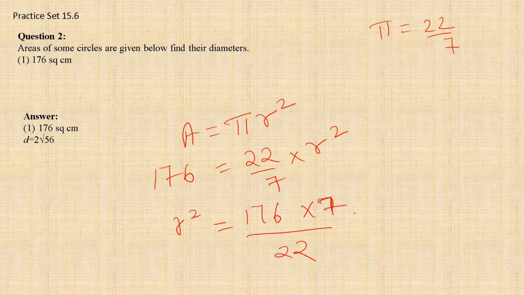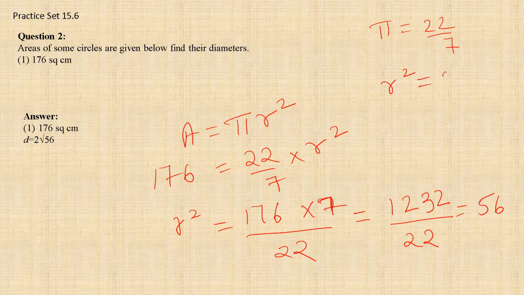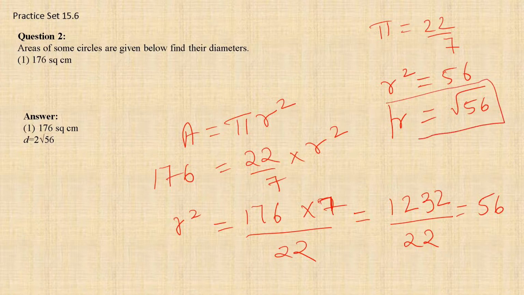So as we know, 176 into 7 will give you 1232, and this is divided by 22. So when we divide 1232 by 22, we'll get 56. So we get r square is equal to 56. Now if we take the square root on both the sides, we have to find the square root of 56. So we can keep this value as it is. So the radius is square root 56.